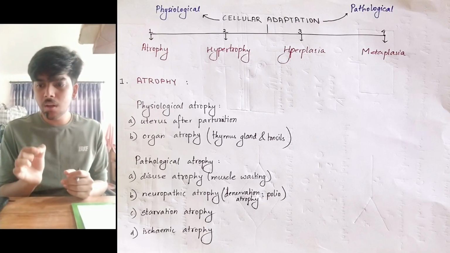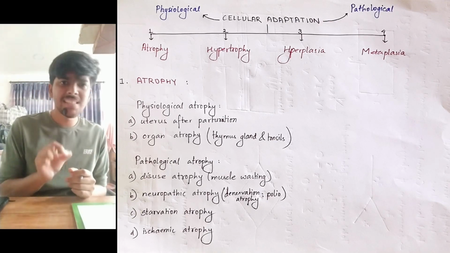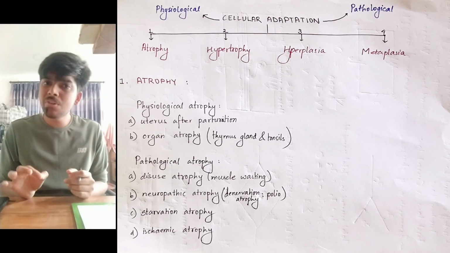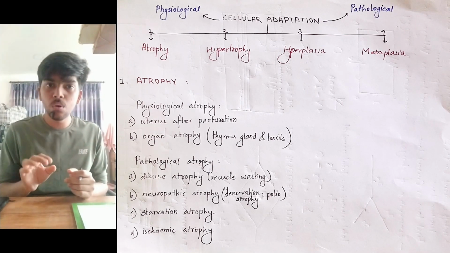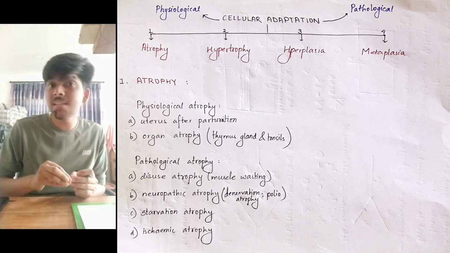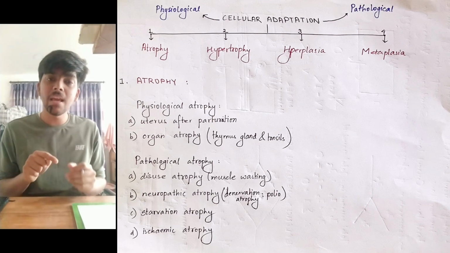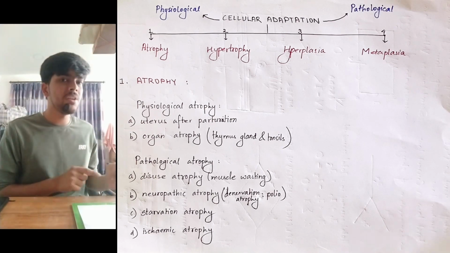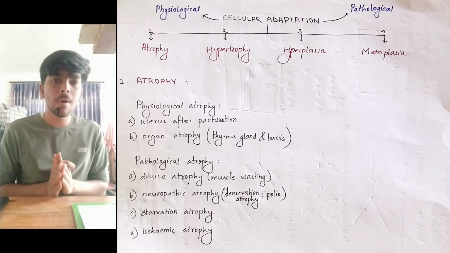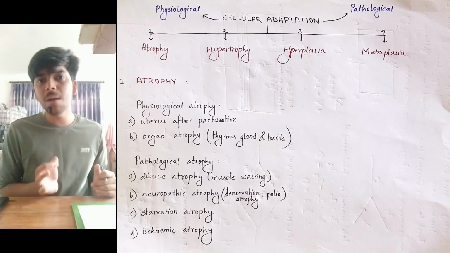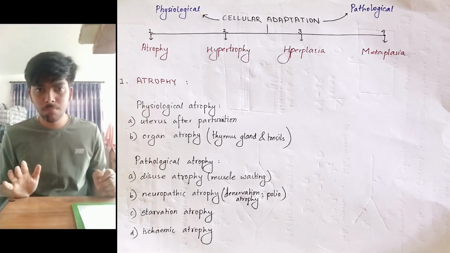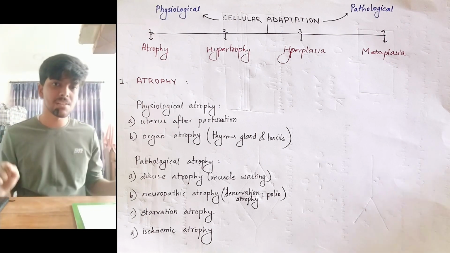Whenever stress is applied to a cell, the cell tries to adapt through that stress. If the stress persists, the cell goes through an injury and it eventually dies. But if the stress is removed, the cell is able to return back to its original condition. What we are going to learn in this particular video is about the ways a cell adapts in order to protect itself from the applied stress, or the cellular adaptations.